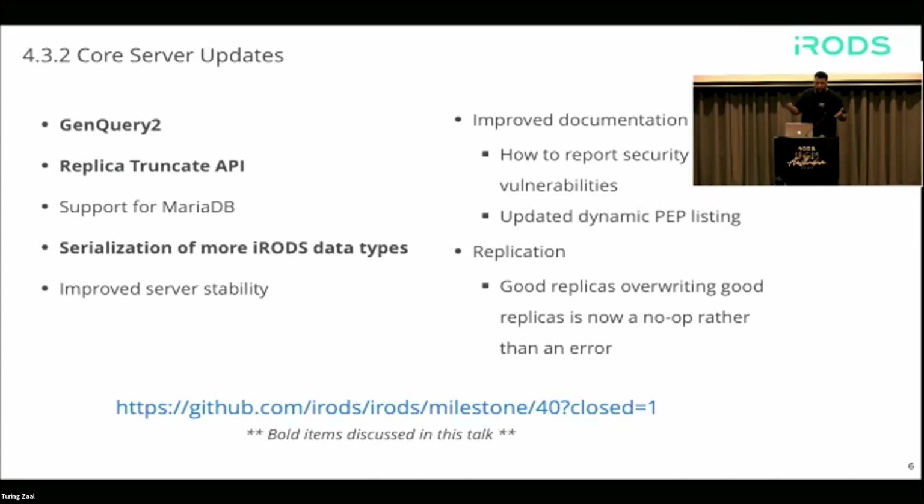Of course, we always focus on improving server stability. With every release, the hope and goal is to produce a more stable product. Obviously, we want to focus on improving documentation. We've done that by adding notices and words about how to report a security vulnerability. If you ever feel you've stumbled upon some form of vulnerability, there's information at docs.irods.org. There's also information at the GitHub repo. And of course, we've updated the dynamic PEP listing, so all the PEPs should be listed. If you do happen to find something that's not listed, reach out and let us know.